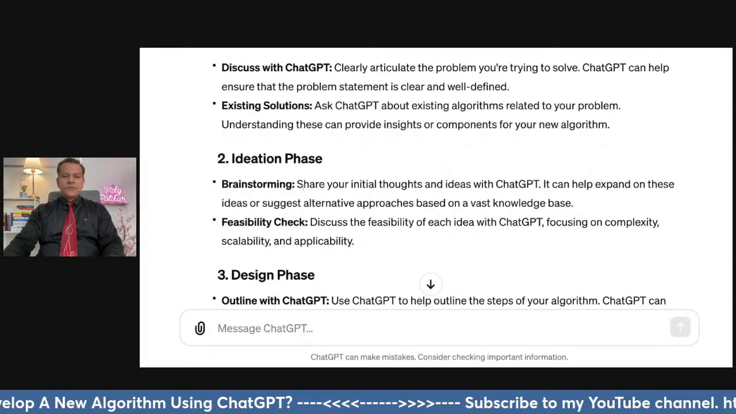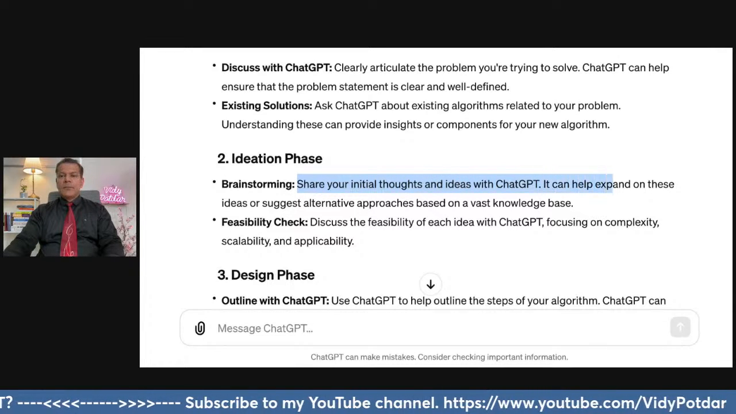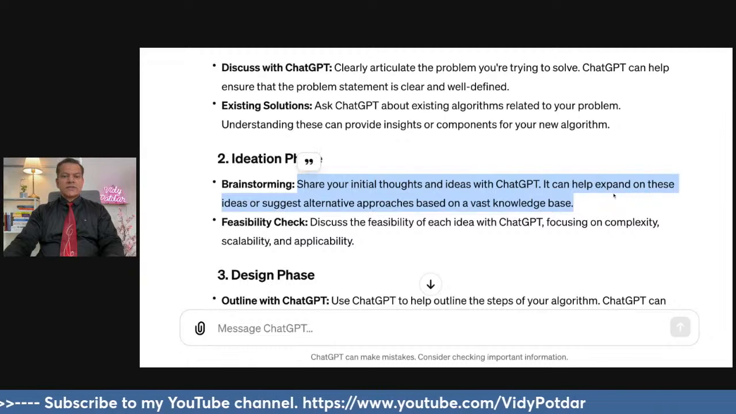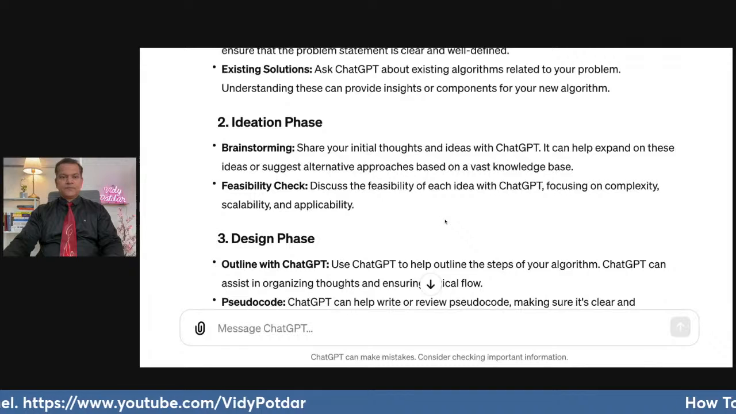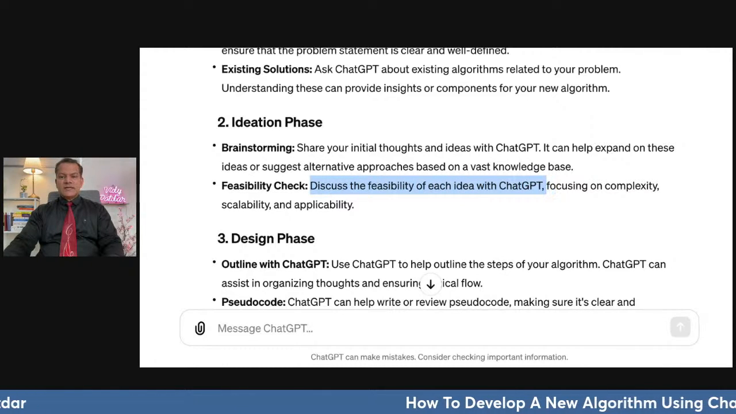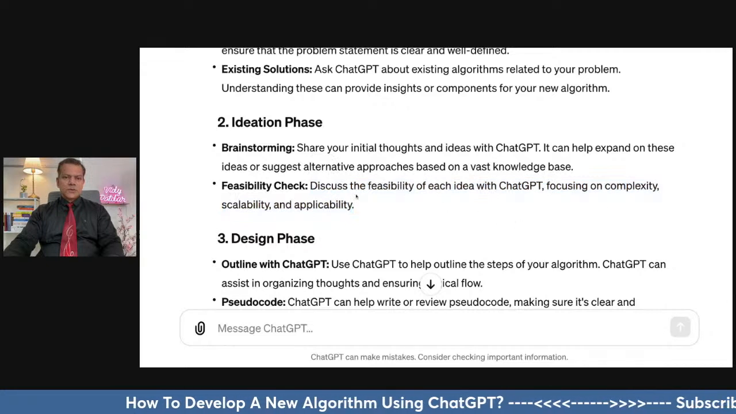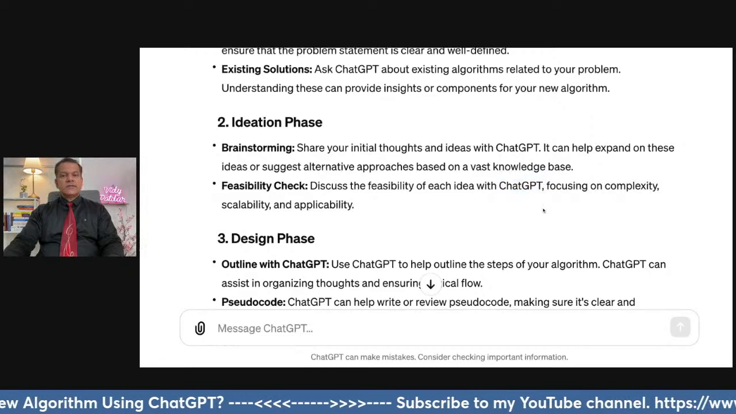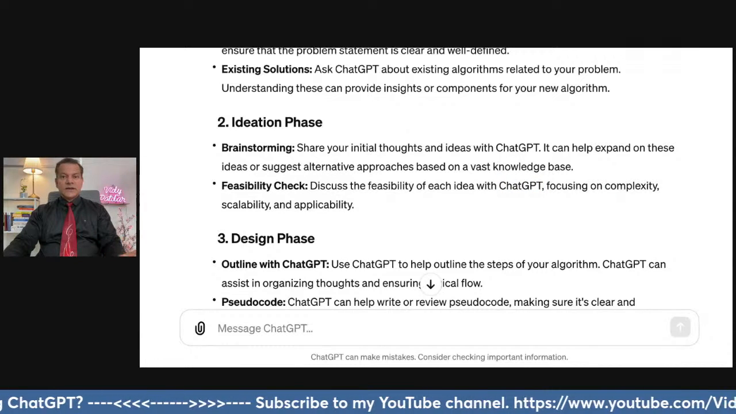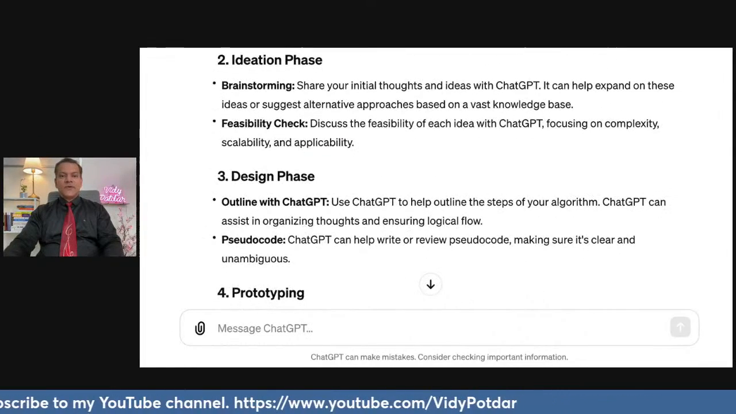Next is ideation phase. Share your initial thoughts and ideas with ChatGPT. It can help expand on these ideas or suggest alternative approaches based upon its vast knowledge base. Next you can discuss the feasibility of each idea with ChatGPT, focusing on complexity, scalability, applicability, and so on. So as you can see, you can use ChatGPT as your research guide assistant, so that you can discuss some thoughts, get some instant feedback.